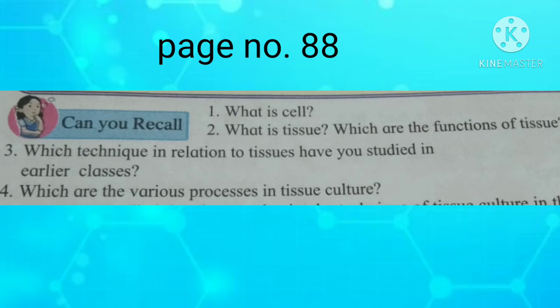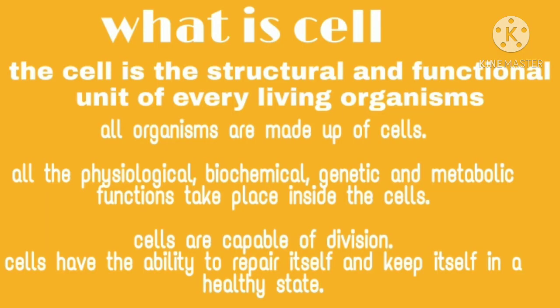So, see, we have seen that the study of cell is called cytology. So then, what is a cell? The cell is a structural and functional unit of every living organism. See, living organisms are made up of cells. And when the cells come together, they form tissue. From the tissues, organs are formed, and different organs when they come together form an organ system.